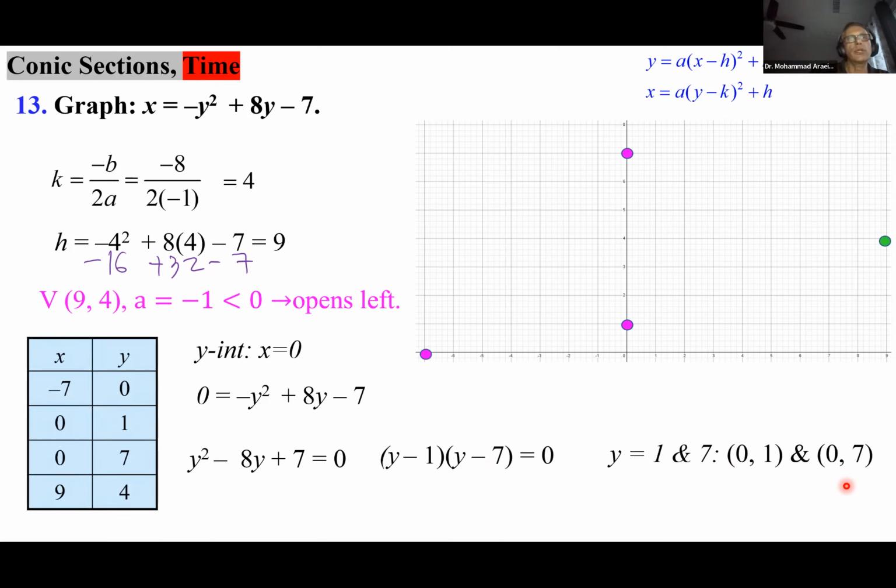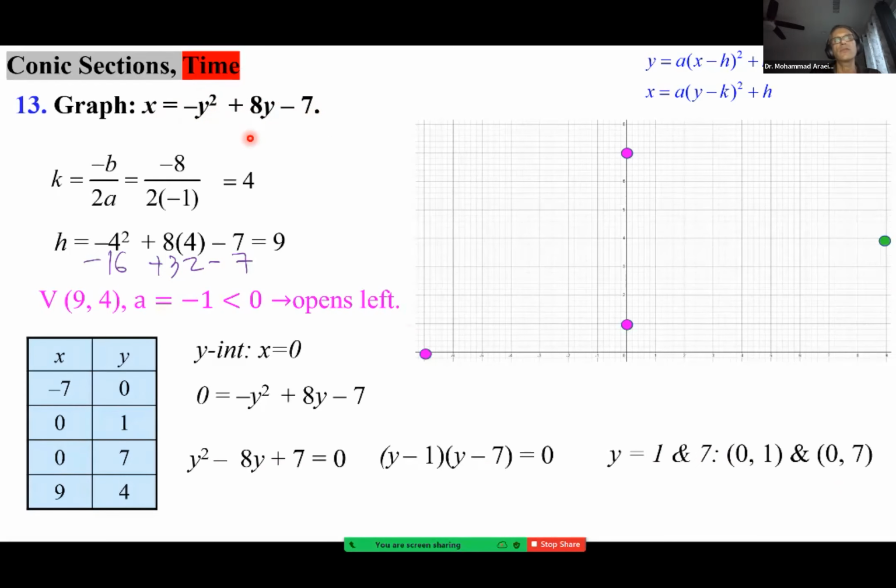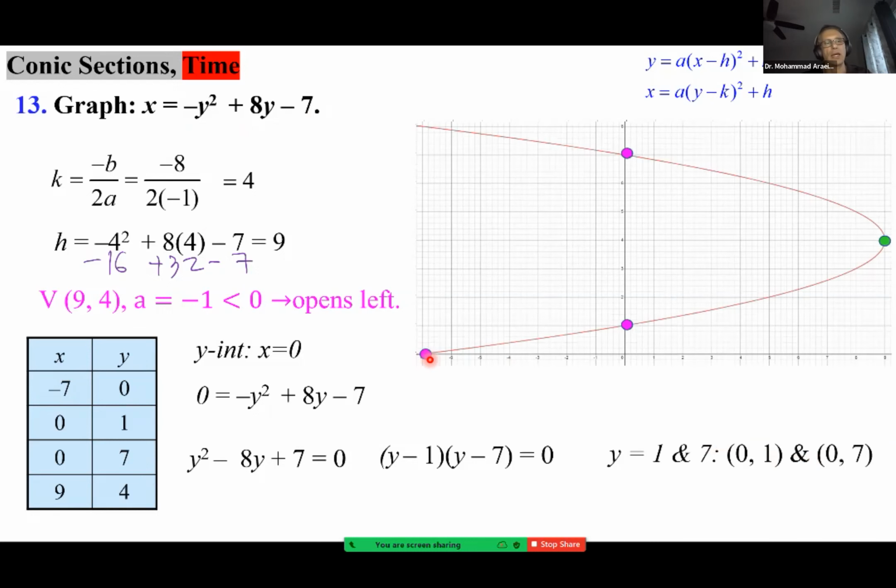And I hope you realize that if you set y equal to 0, everything goes to 0 except -7, and that's the location for the x-intercept. And here's the summary of everything. And now we graph it and we are done.